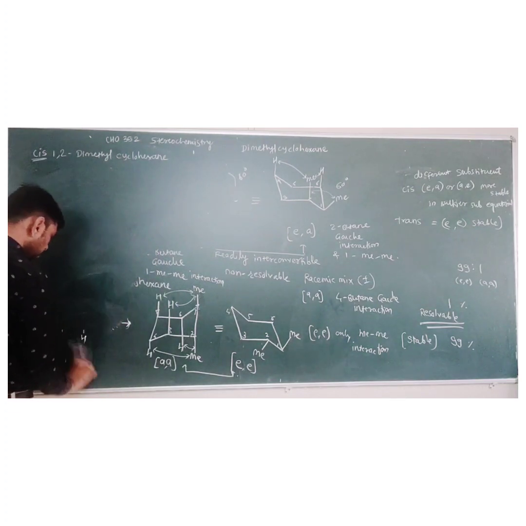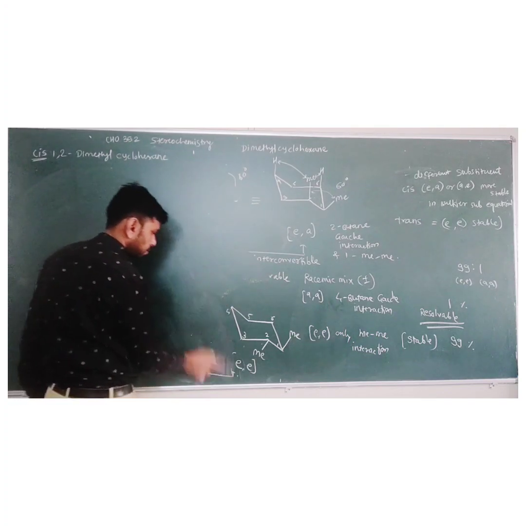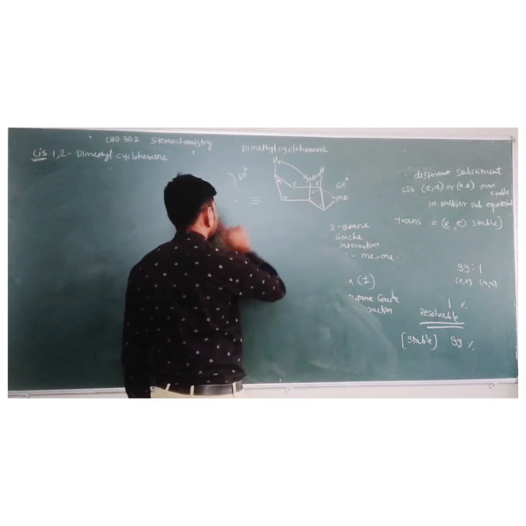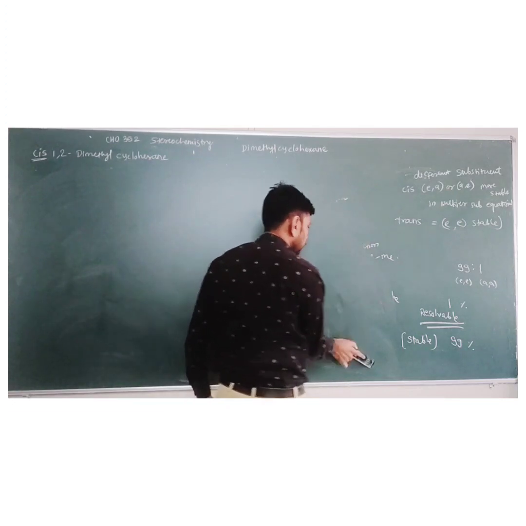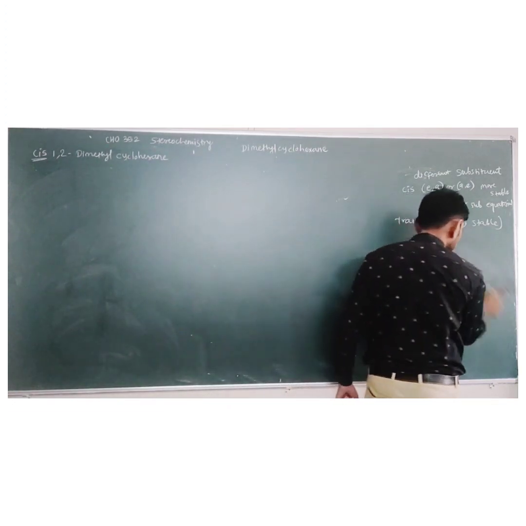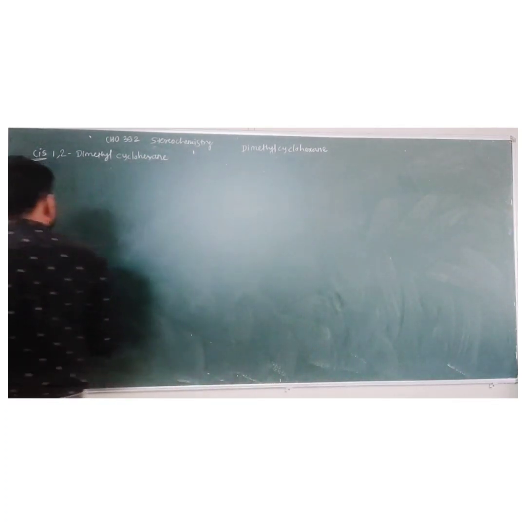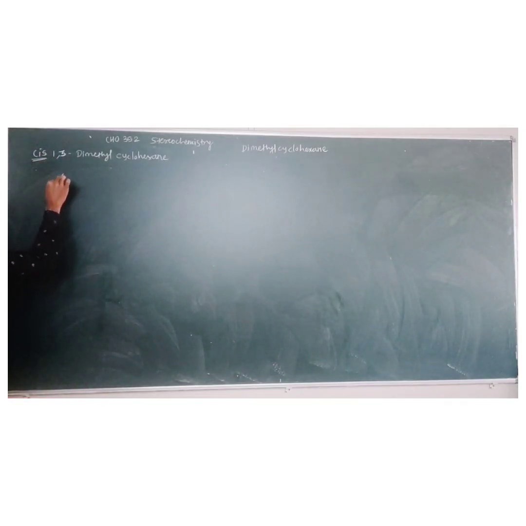Now the next positional isomer of dimethyl cyclohexane is 1,3-dimethyl cyclohexane. Let's look at the planar structures. First, start with the cis isomer. So start with the planar structure.